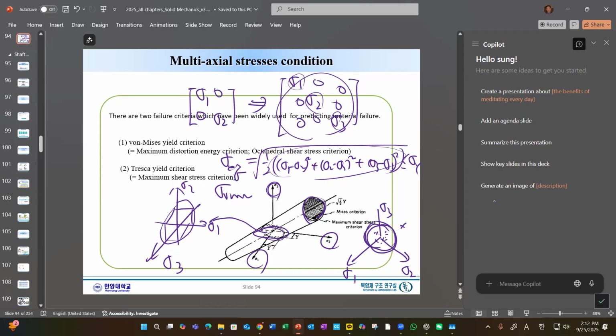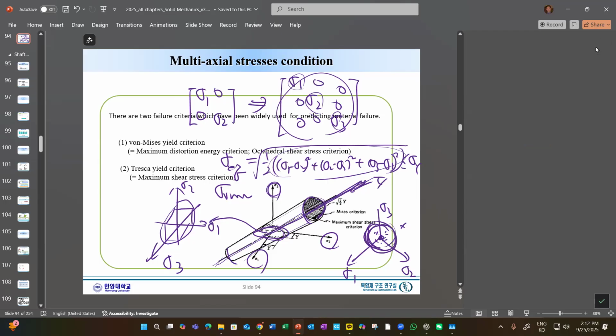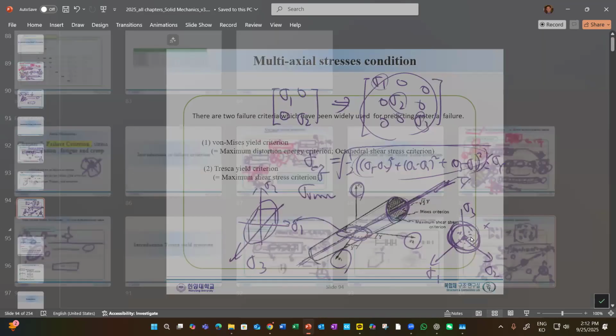So remember, this is just a circle. If we look at it from here, we can see this is a circle. From this observation, very interestingly, this line is represented by this point, and it doesn't matter how large this line is, as long as it is inside this cylinder, we are safe. This is another understanding of the failure criteria.